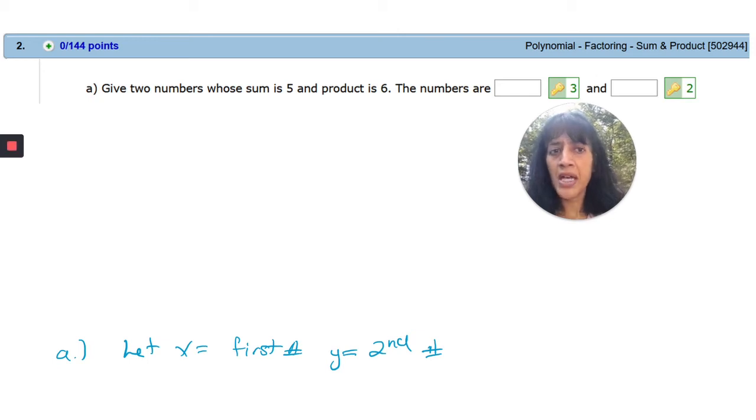On this problem, there aren't differences from problem to problem, so I'm only going to do the first one. In the first one, I'm given two numbers whose sum is 5 and product is 6. So I start by defining my variables. Let x equal the first number and y is the second.